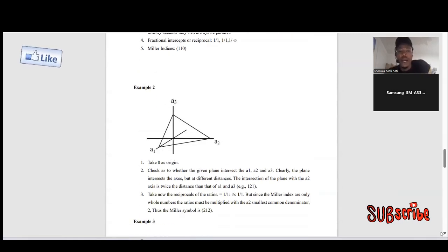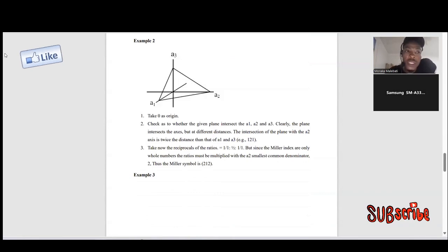Now, the other thing that we see is this plane. But now what do we notice is this: the frame of reference is 0. So we can see that from here to there is basically twice what we see here from 0 to A3 and then 0 to A1.